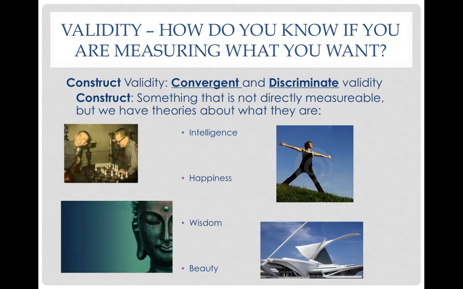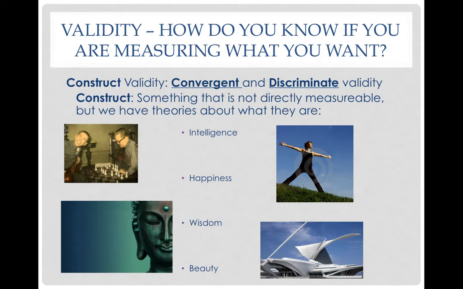The other type is construct validity. And just to say what a construct is, it is something like intelligence, happiness, wisdom, beauty, knowledge that we talk about but we can't directly see or point to or measure. So we have to look for some kind of behaviors or attributes or things that we can directly measure to determine whether or not intelligence exists and at what level it exists, whether somebody's happy or not, whether somebody is wise, whether something is beautiful, whether someone's depressed or just sad, things like that.